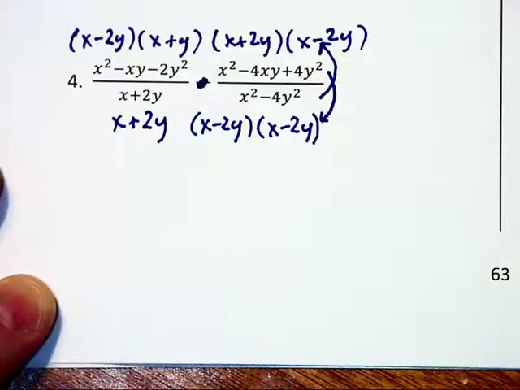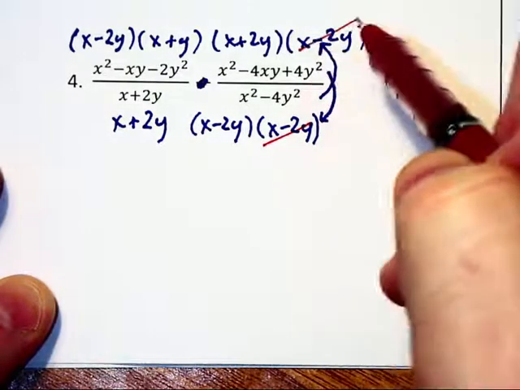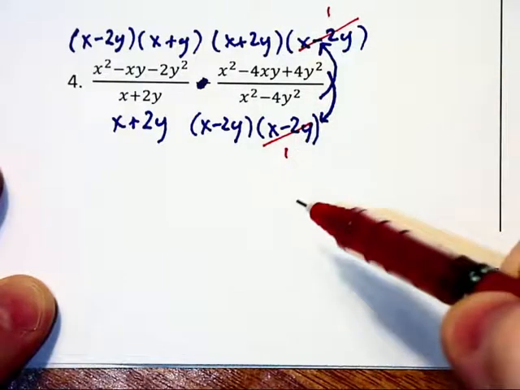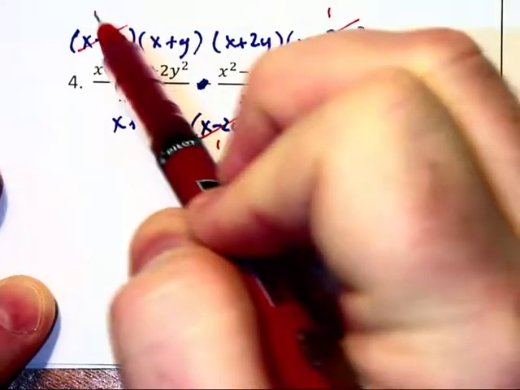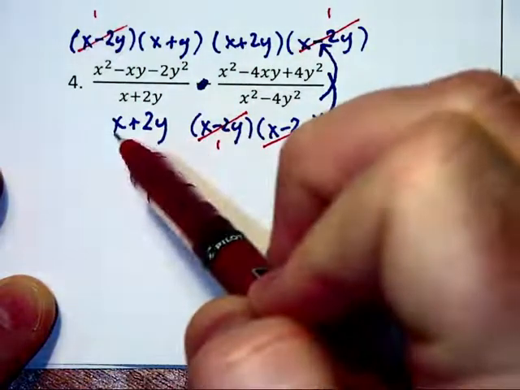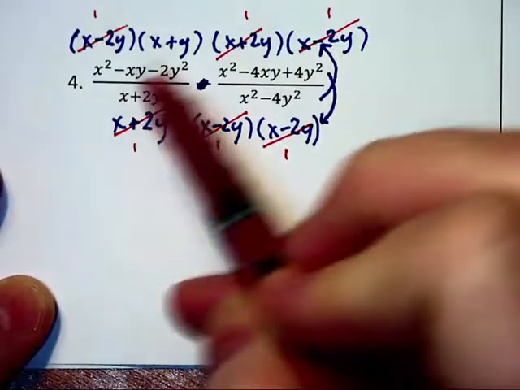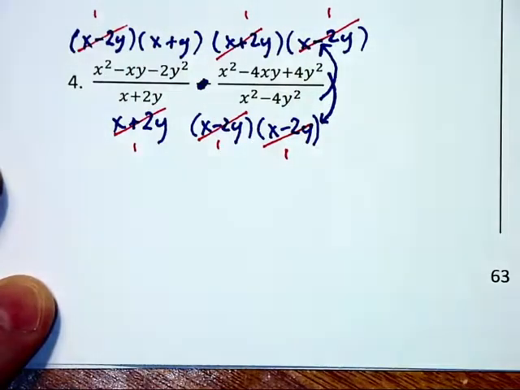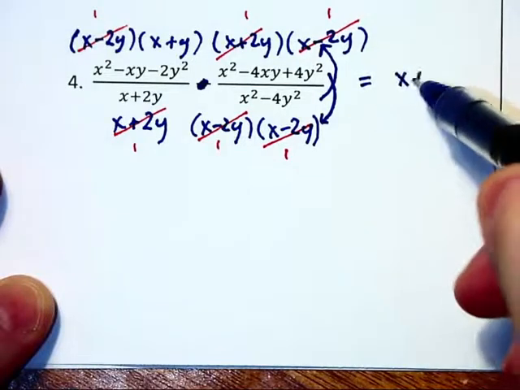Now I can start to cancel, and I see that x minus 2y's are directly above and below each other. No problem canceling there. I have another pair of x minus 2y's that will cancel on that diagonal. X plus 2y will cancel on the diagonal, and all we have left over is x plus y up there in the numerator, and so that is the final answer.